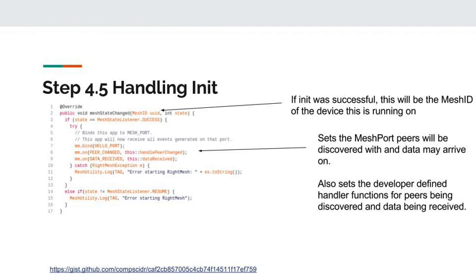So this is an example of a mesh state change function. It has two cases here. It's really the bare minimum. The first case, the if statement, is the success case. If it is successful in initializing, this is where we do some of the key functions that enable everything else. The first one that you see here is this bind function.